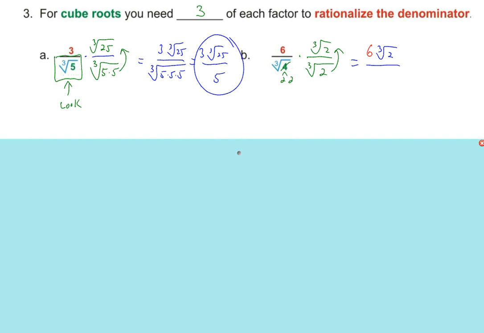And what's the bottom? 2. Am I done? On this one, I'll do what? I will reduce the 6 and the 2, right, and get a 3. So the final answer of this is 3 times the cube root of 2. Because in this one, the fraction part happened to reduce. And I will reduce it when it can.